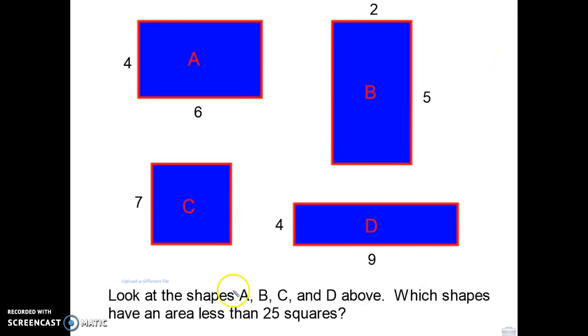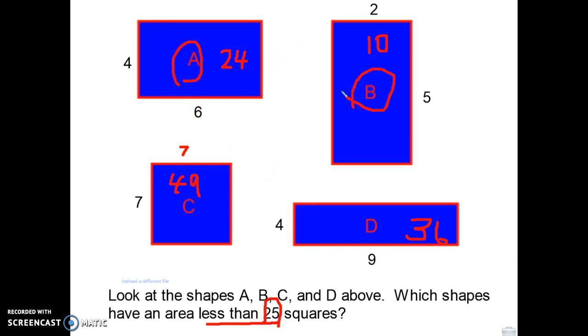Look at the shapes A, B, C, and D above. Which shapes have an area less than 25 squares? So first step again, just figure out the area of all these shapes. 4 times 6 would equal 24. So there's one that has less than 25 squares. 2 times 5 would equal 10. There's another one that has less. 7 times 7 would equal 49. So that's greater than. And 4 times 9 would equal 36. So there's two of them that have less than 25 squares. It would be A and B. Bam!